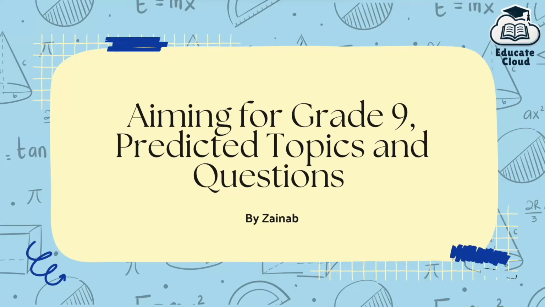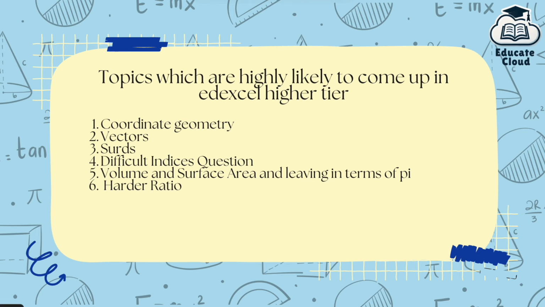So this is for those of you that are aiming for a grade 8 or 9, and these are topics that are really likely to come up for some of the harder marks in the papers. Okay, so first of all, I've got 6 topics that are really likely to come up for some of the longer and harder marks in the paper. This is specifically for Edexcel higher tier.